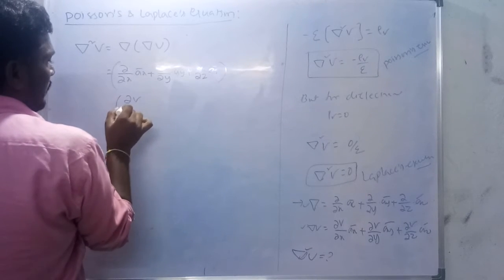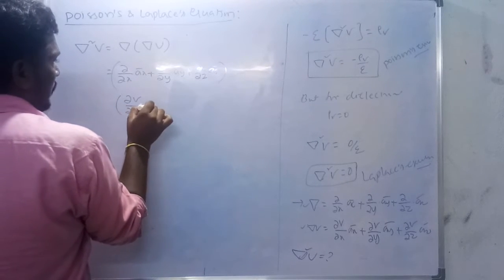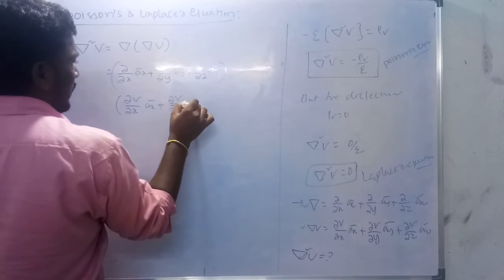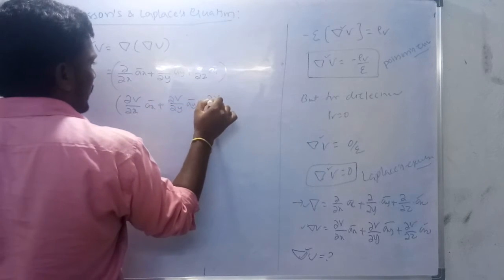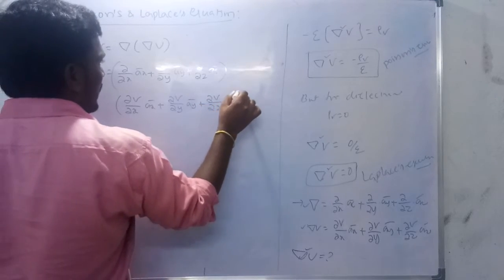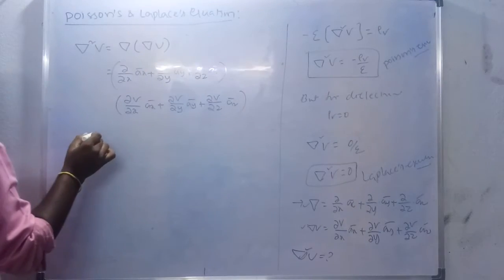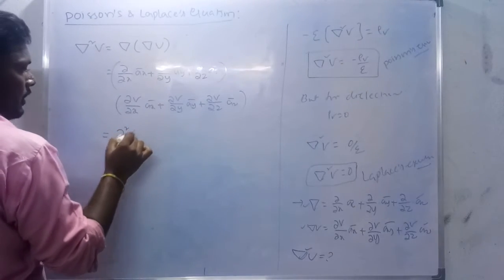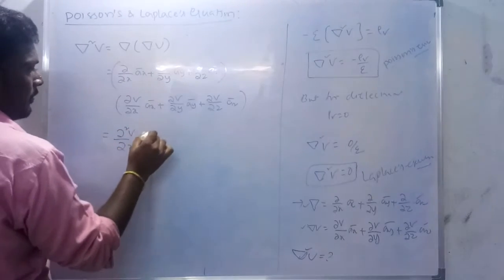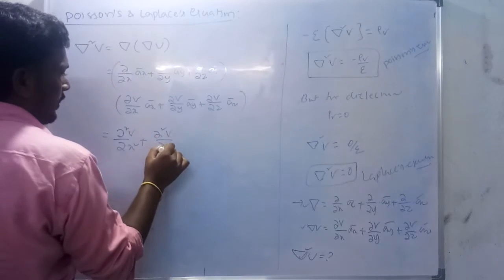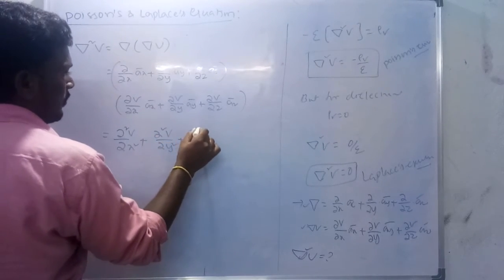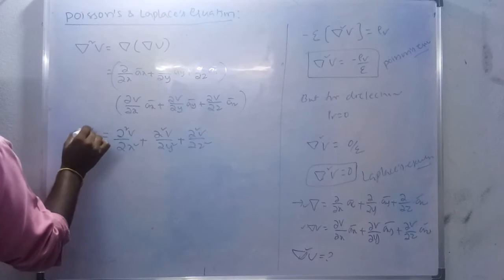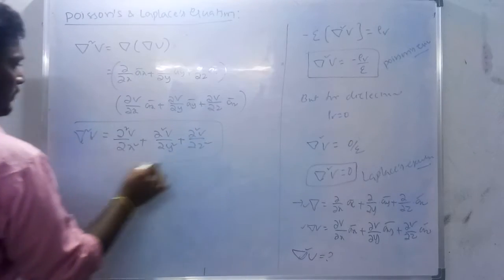Del V is equal to dou V by dou X Ax bar plus dou V by dou Y Ay bar plus dou V by dou Z Az bar. If you do the dot product between the two quantities, you will get dou square V by dou X square plus dou square V by dou Y square plus dou square V by dou Z square. This is del square V in the Cartesian coordinate system.